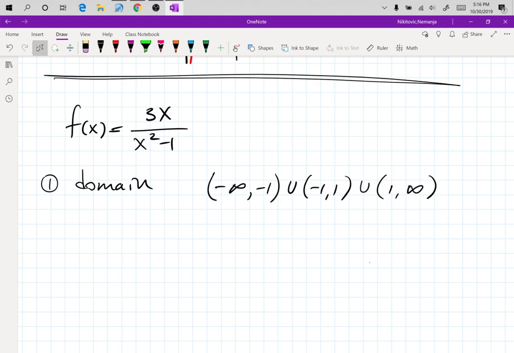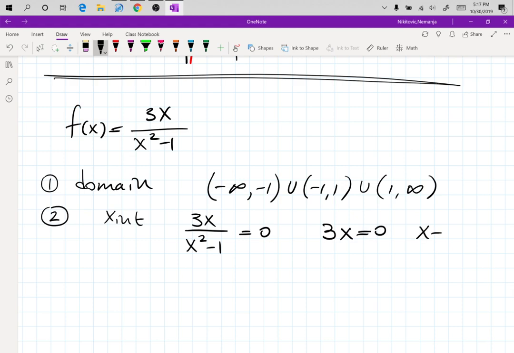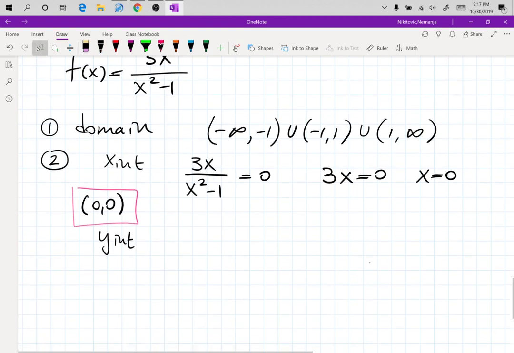And number 2 is the x-intercept when you set this equal to 0, right? Because y is 0. Cross multiply, you get 3x equals 0. You get x equals 0. So the x-intercept is at (0, 0). Now, anytime you get (0, 0), it's at the same time the y-intercept as well, because it's the origin. Both axes intersect there.